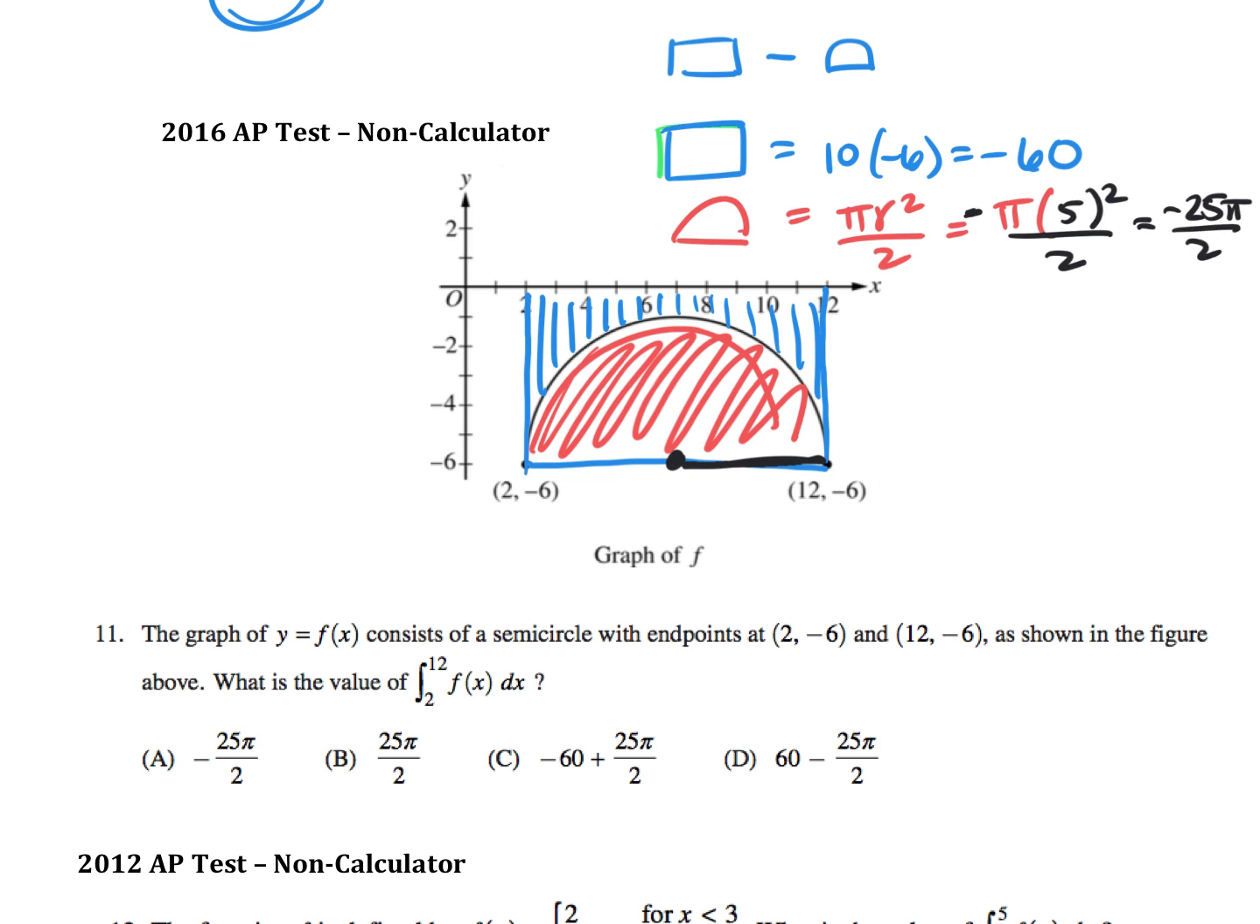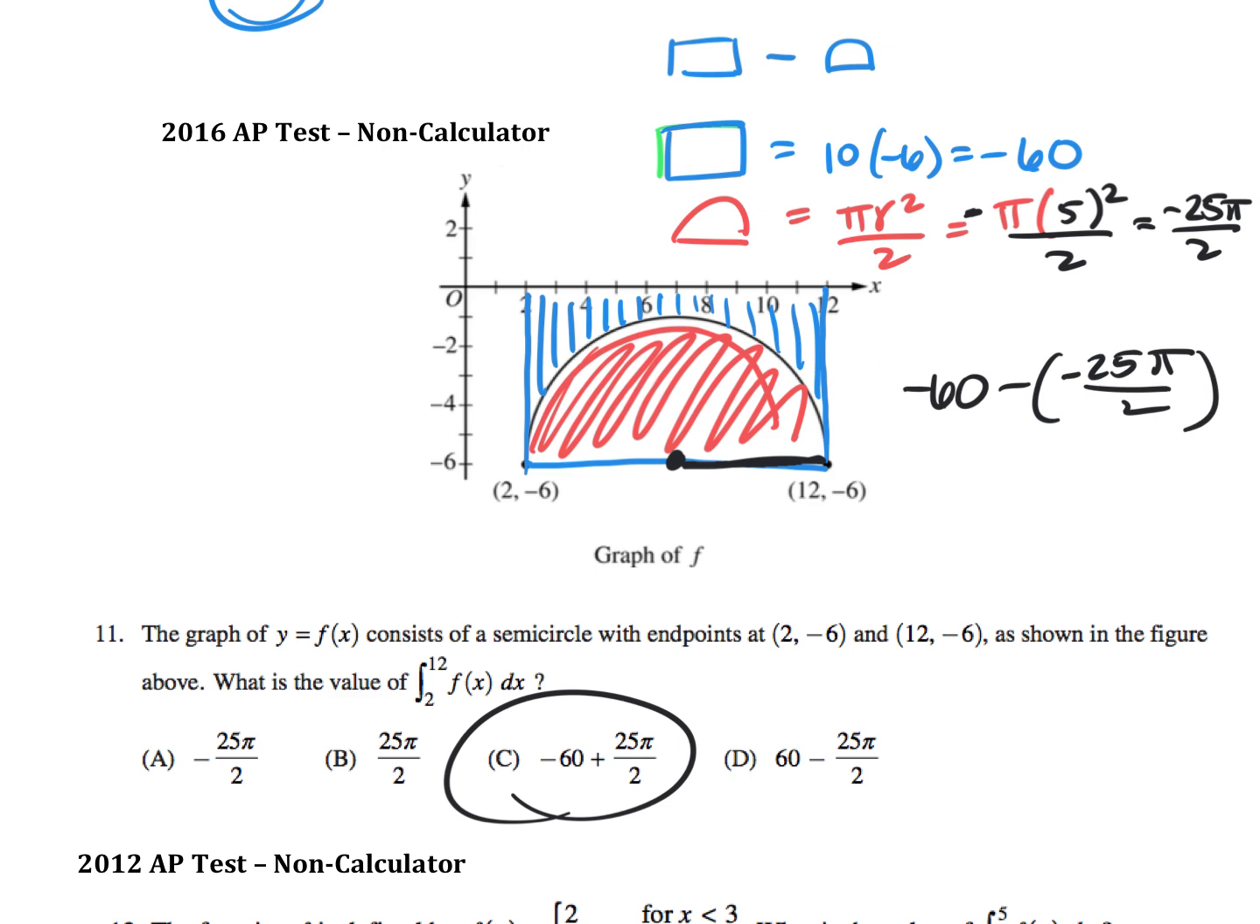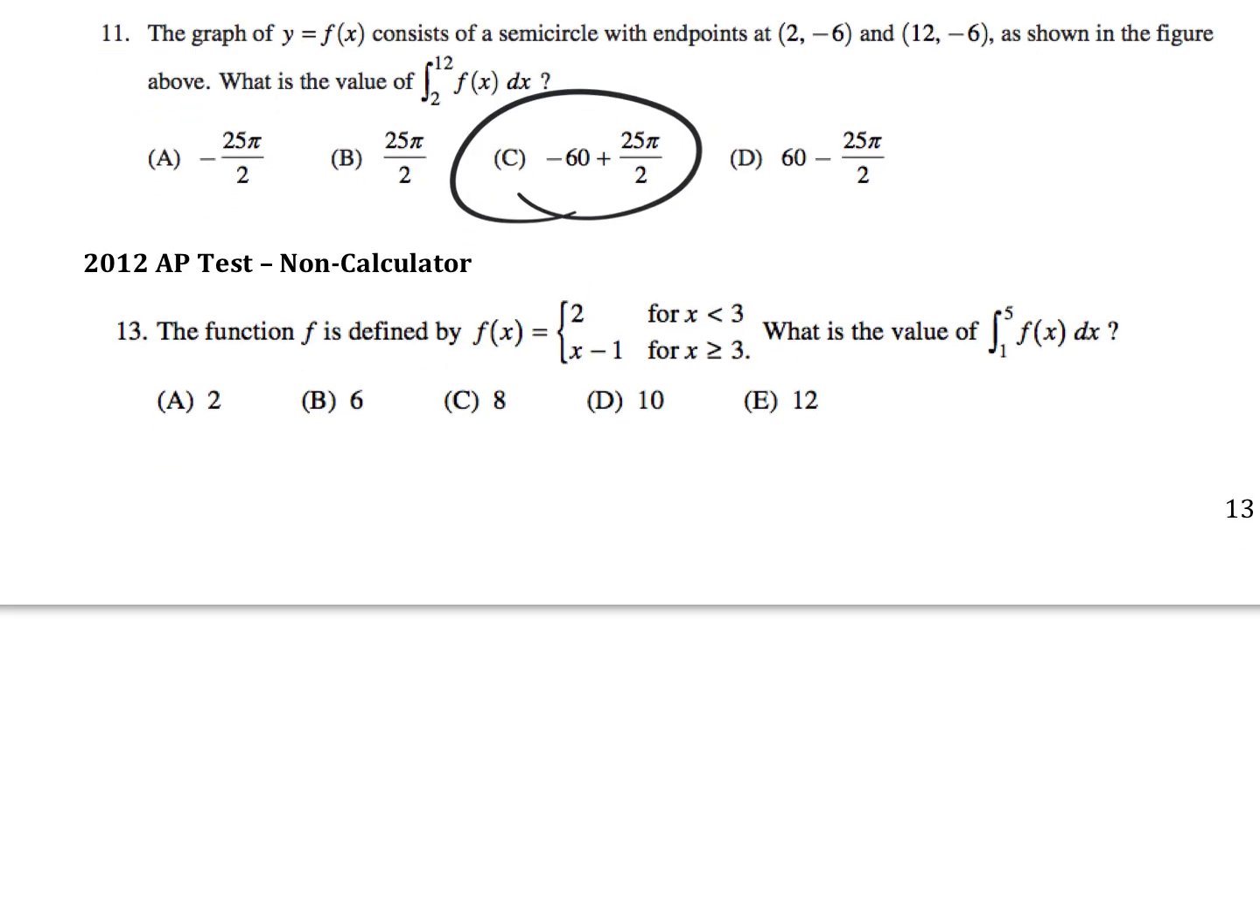So I was focusing on these negatives because look at these two answers. Which one is it going to be? Stick with what Ritzy said. Rectangle minus semicircle. Right? Yep. See? Exactly. You said, Ritz, rectangle, which is negative 60, minus my semicircle, so minus that negative 25 pi over 2. Minus the negative just makes a big old plus. And there it is.